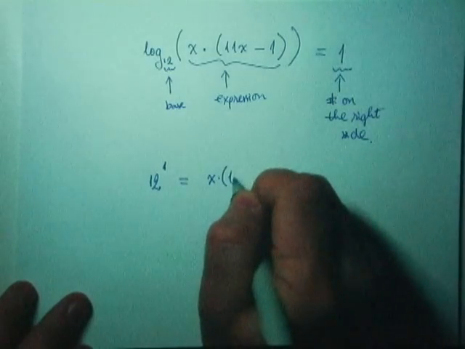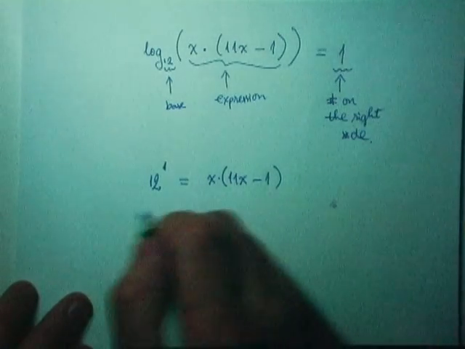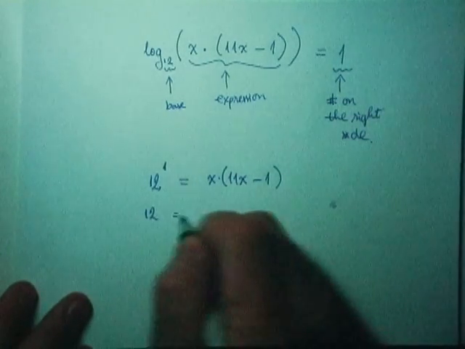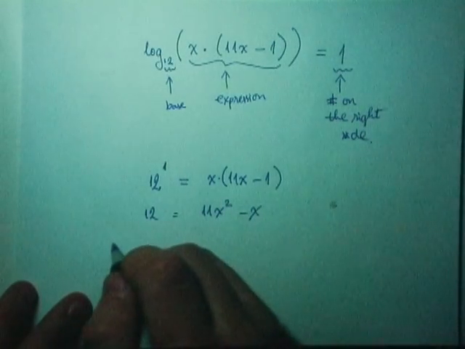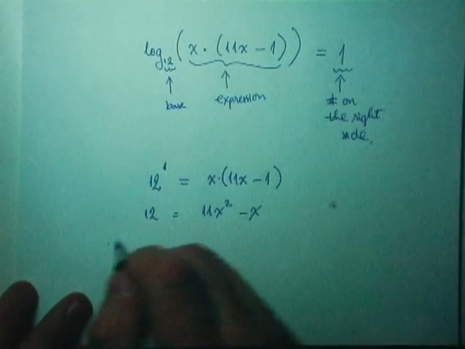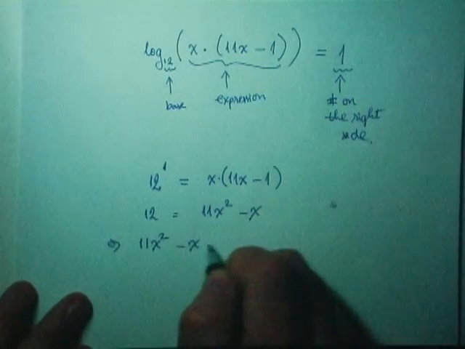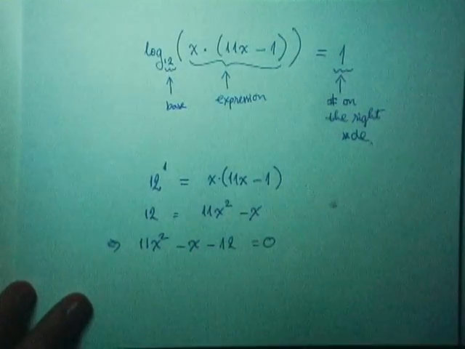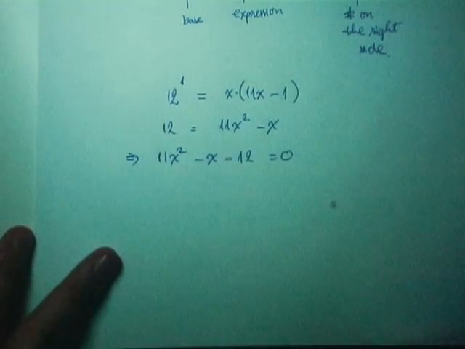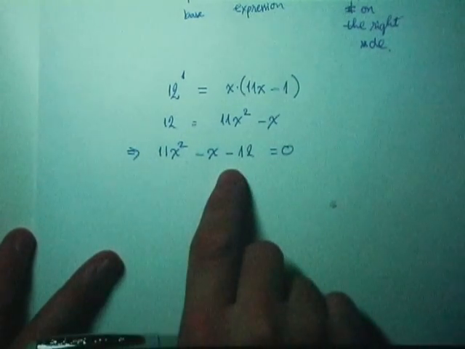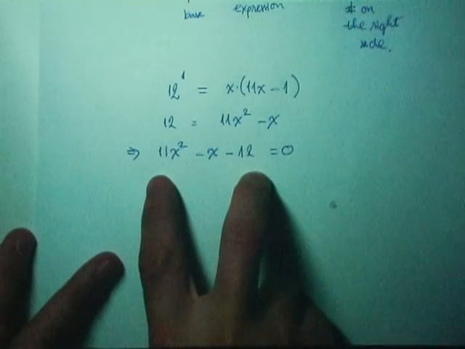So really this equation turns out to be a quadratic, in the sense that we have 12 equals 11x squared minus x. Rearranging the terms, you have 11x squared minus x minus 12 equals 0. And we have learned how to solve this problem. So I'm going to hold the problem right here and leave the solving to you.